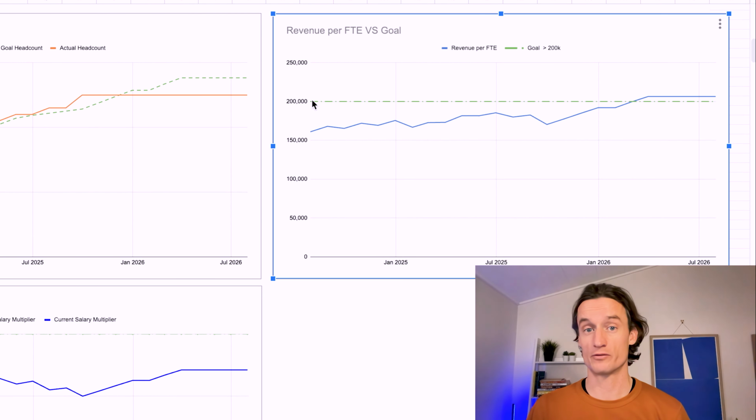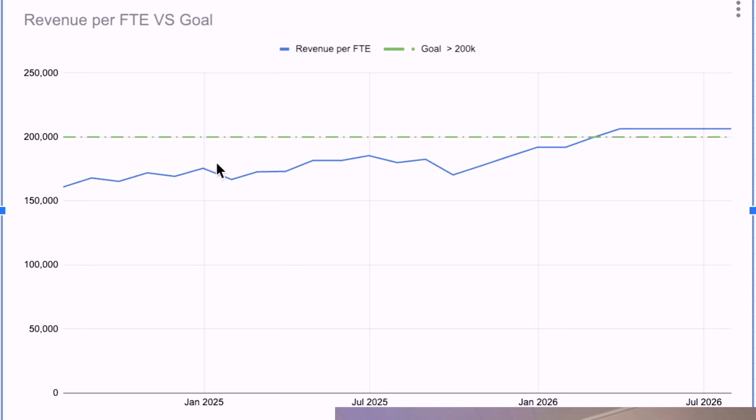And a really clear benchmark for Australian-based agencies is about 200K a year. Anything above that is a really good range. And you can see this agency as it grows is struggling to get there. And then into the future, we finally get there as the business becomes more profitable. So that's a really good one to know because you can benchmark yourself against your competitors.